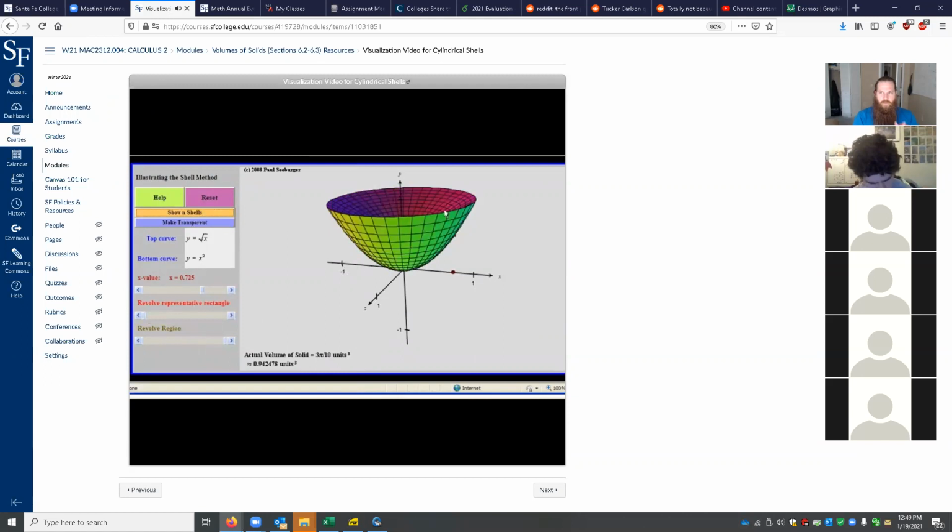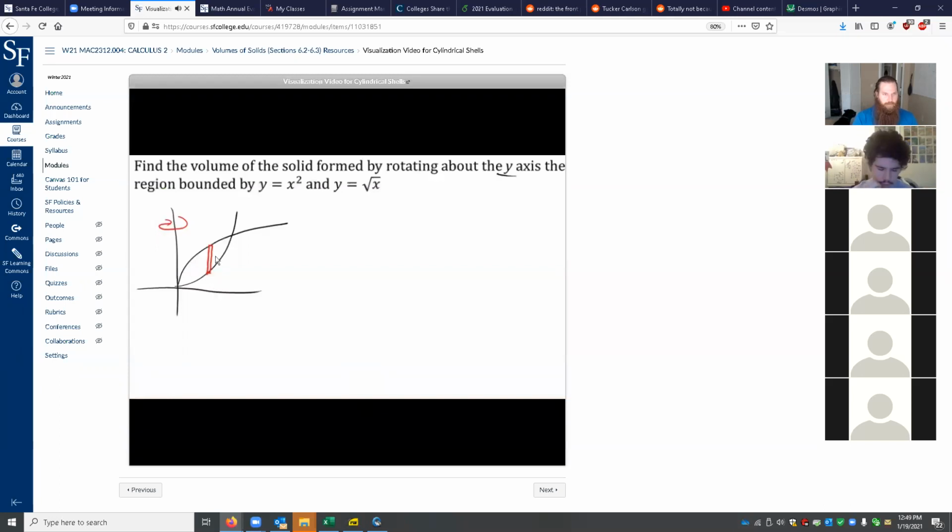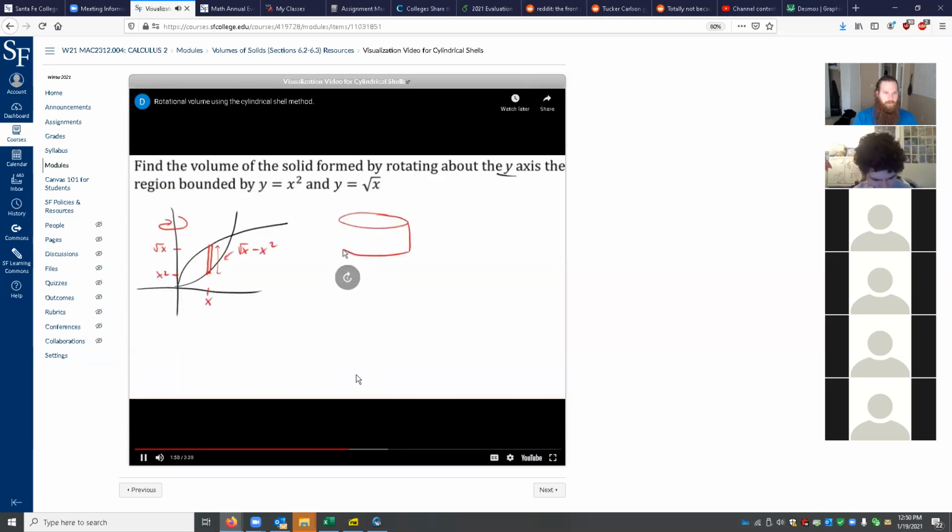So you have to imagine there being a strip at every possible y value, or in this case, every possible x value here. And then you go through a computation. But that visualization, I think, is very useful.